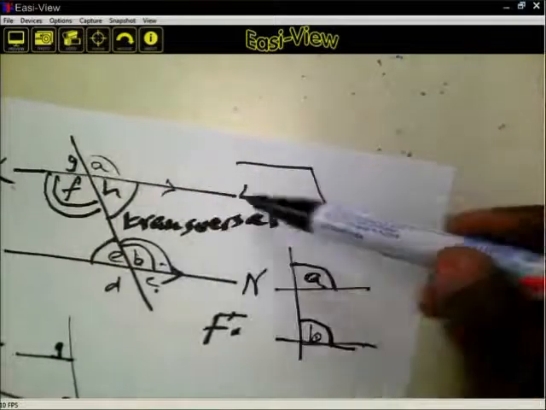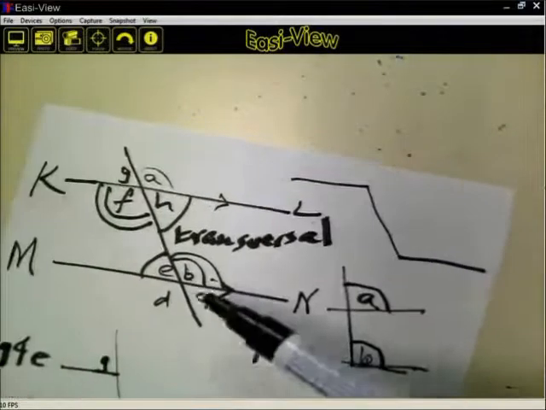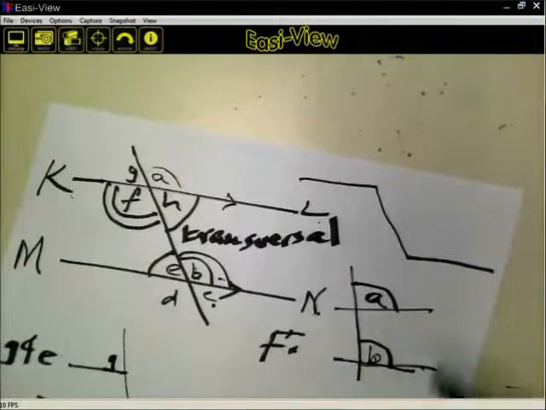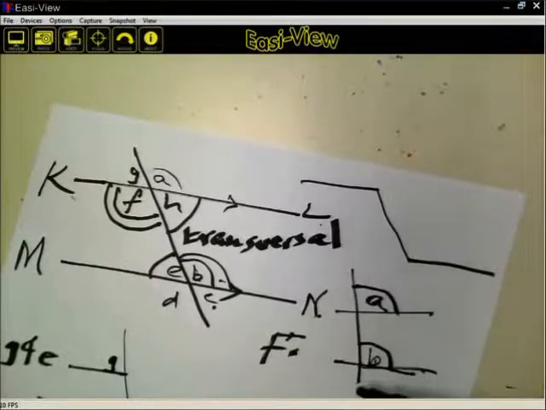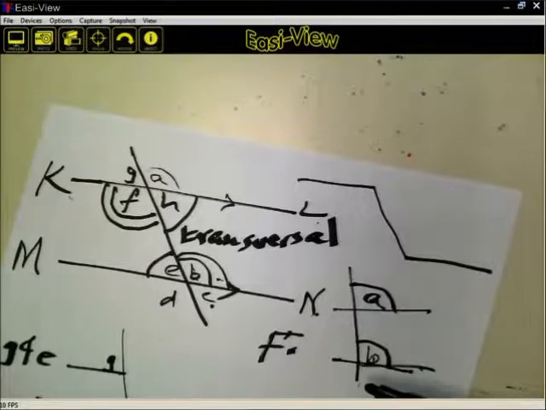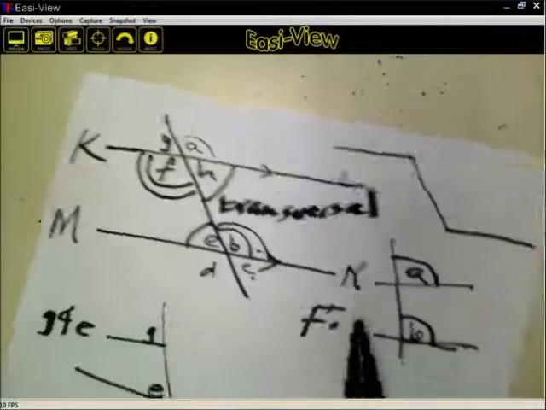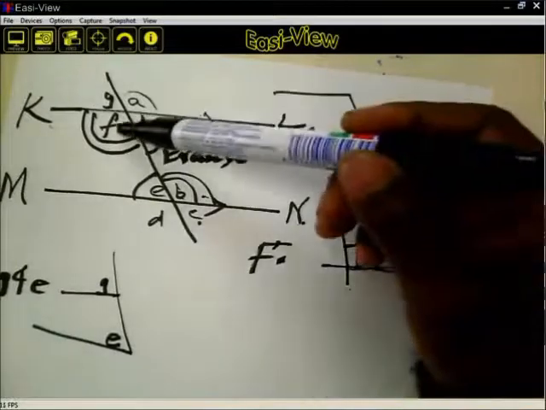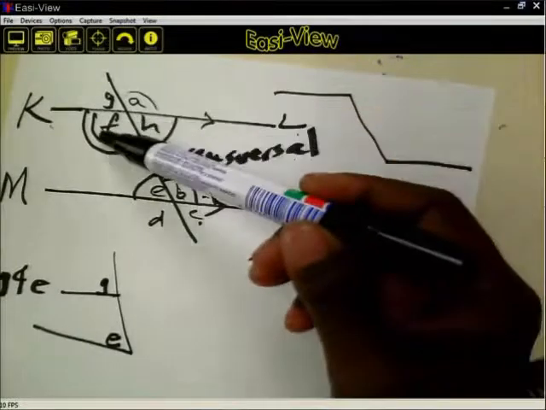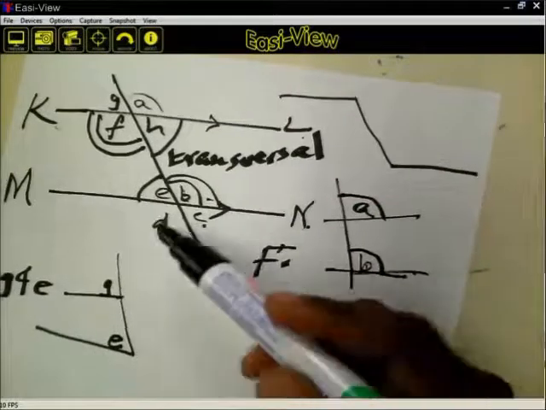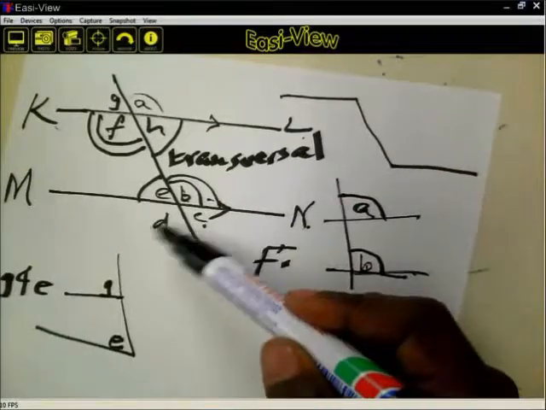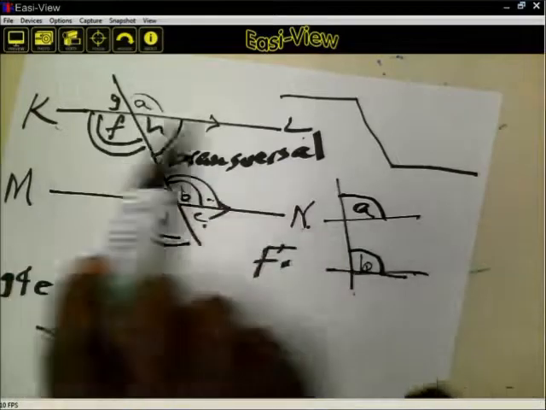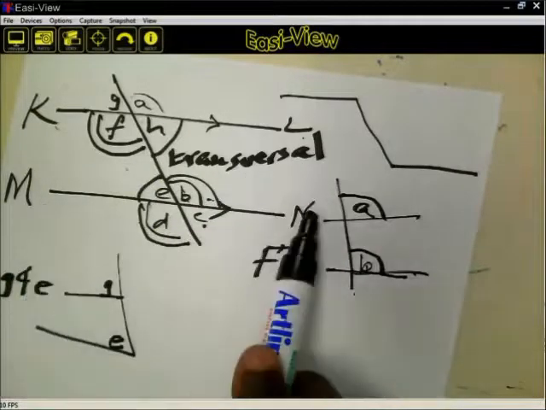A is above KL, B is above MN. In other words, they are on the same side of their respective lines. On the same side of the transversal and on the same side of their respective lines. Similarly, when you come this way, F is to the left of the transversal, D is to the left of the transversal, F is below KL, so is D below MN.